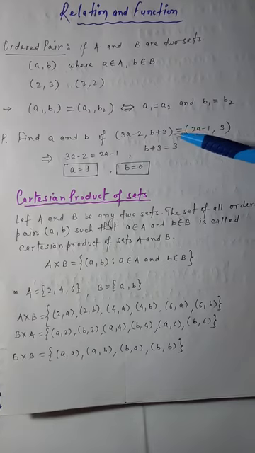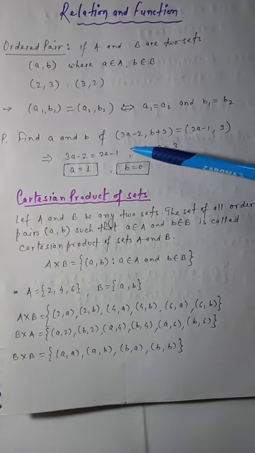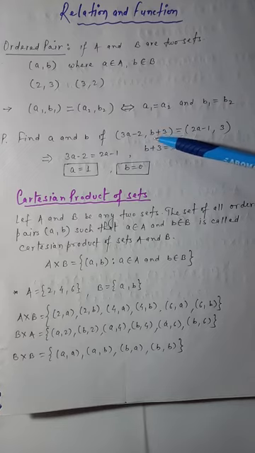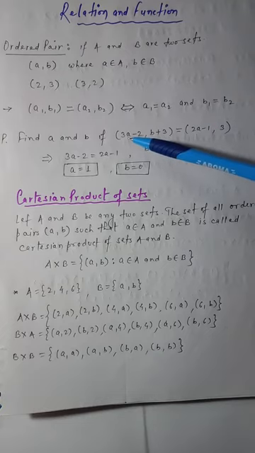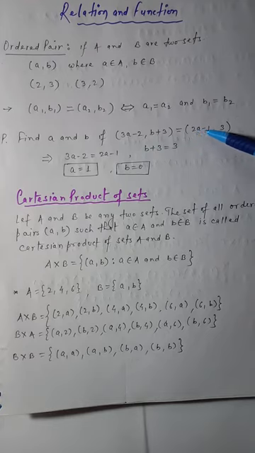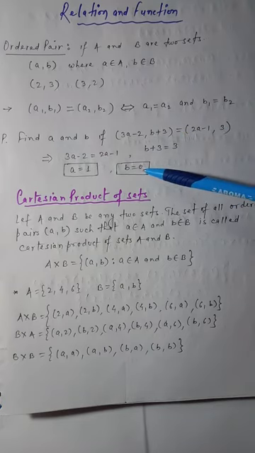Take a small problem. Find the value of a and b if this ordered pair 3a minus 2 comma b plus 3 is equal to 2a minus 1 comma 3. So here both ordered pairs are equal. It means 3a minus 2 must be 2a minus 1. So on solving you will get a is equal to 1. Similarly b plus 3 must be equal to 3. So b will be equal to 0.